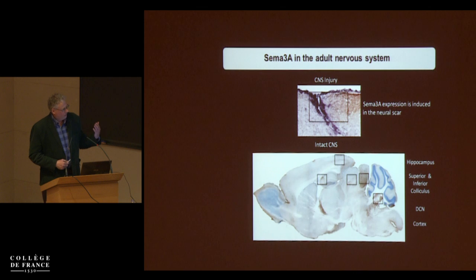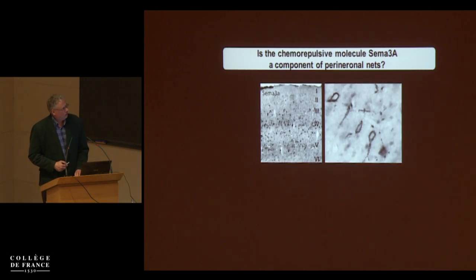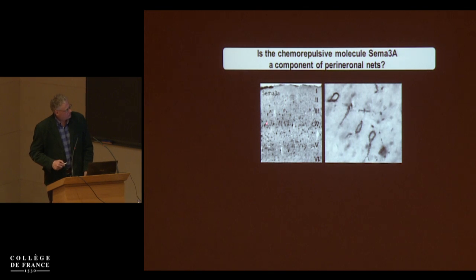This is a rather vague picture, but when you zoom in on the cortex, for instance, you immediately see that semaphorin 3A is only present in scattered neurons throughout the cortex. And in this enlargement, you see that it is around a selected subset of neurons in the cortex. It seems to be on the membrane or just outside the membrane.